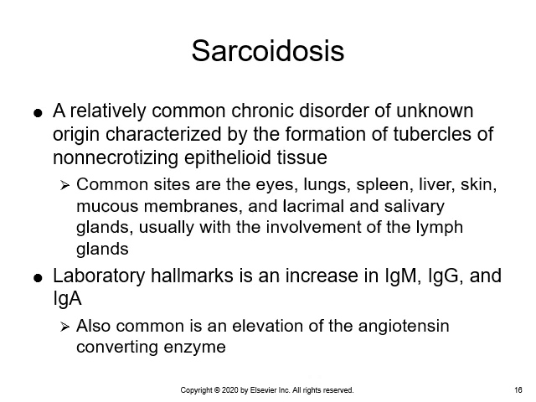One of the clinical laboratory hallmarks of sarcoidosis is an increase in all three major immunoglobulins, M, G, and A. Also common is an elevation of the angiotensin converting enzyme. The disease is more common among African Americans and appears more frequently in patients 10 to 40 years of age, with the highest incidence at age 20 to 30 years. Women are affected more often than men, especially among African Americans.